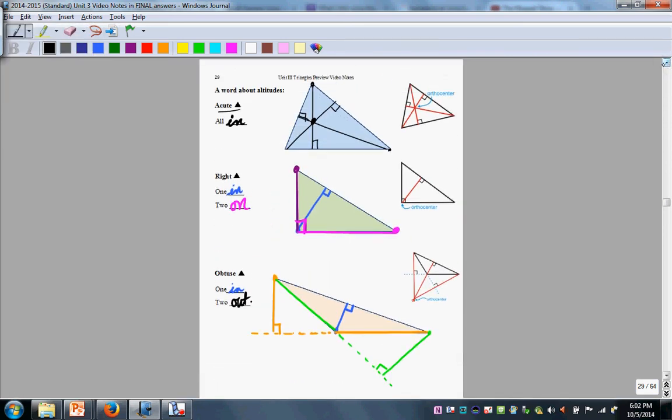So let's recap. When you're dealing with altitudes, acute, all three are in. Right, one's in, two's on. Obtuse, one's in, two's out.